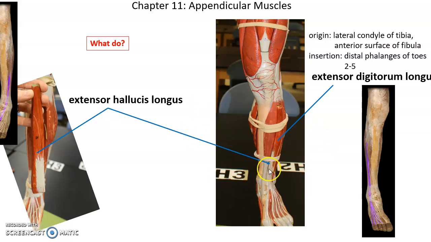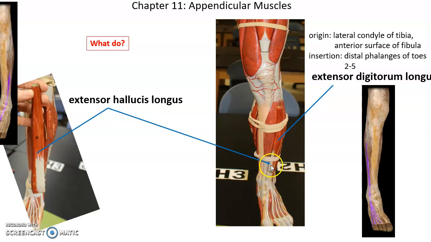Then we have extensor digitorum longus, which is next to tibialis anterior. Extensor digitorum longus, strangely enough, goes down to the toes. So its origin, lateral condyle of tibia, anterior surface of fibula, inserts into the distal phalanges of toes 2 through 5 so that we can raise the toes 2 through 5.